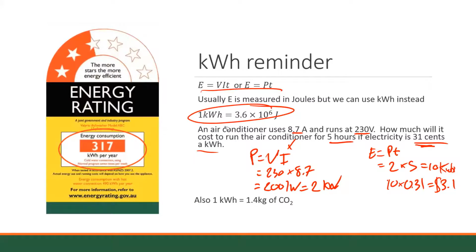And this is the conversion. You guys know this conversion, but I'd prefer that you just calculate it. Also, by the way, we could even do this. 1 kilowatt hour equals 1.4 kilograms of CO2.